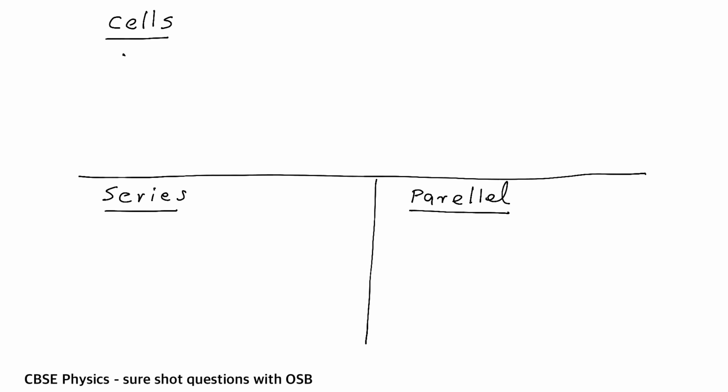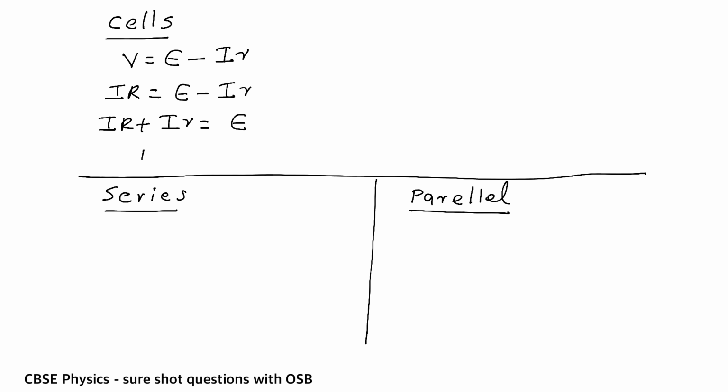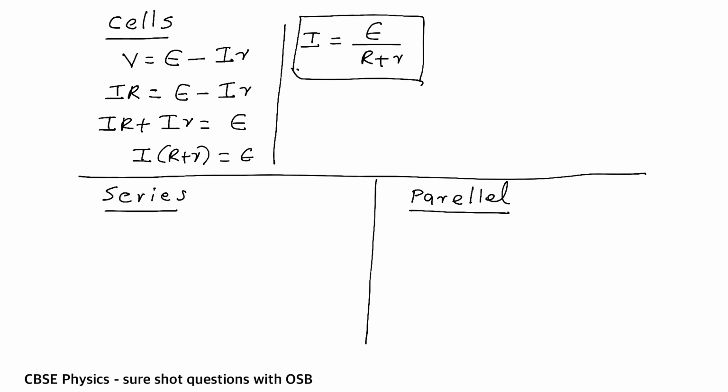Okay, you know for cells, V is equal to E minus Ir. And V is what according to Ohm's law? It is IR. Right. So IR is equal to E minus Ir, so IR plus Ir is equal to E. So I into R plus r is equal to E. So you can write I is equal to E by R plus r. This you must know. So the equation for current for a cell of internal resistance r and EMF E is I is equal to E by R plus r. That is the first thing you must know.